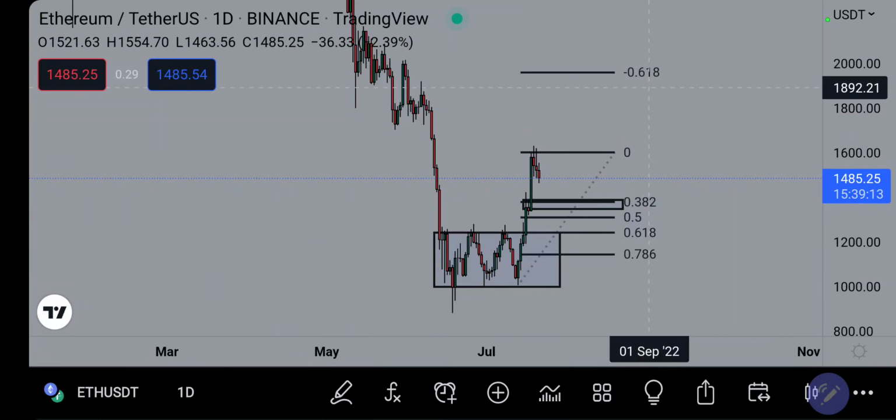So from a daily perspective, this will be what I expect, either a continuation above this level or a bearish move back to the downside.